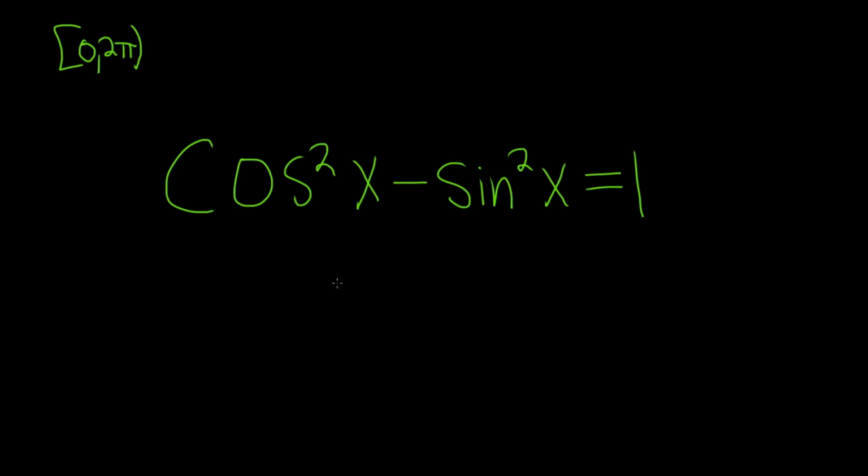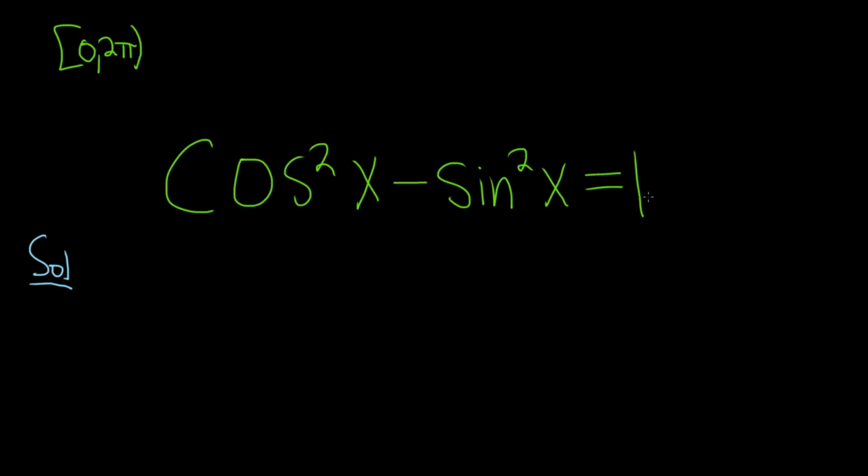In this problem, we have a trigonometric equation. We have cosine squared minus sine squared, and that's actually equal to 1. So let's go ahead and try to work through this solution. It would be really nice if the right-hand side was a 0, because we know that the left-hand side is the difference of squares. So you can write this as cosine x minus sine x times cosine x plus sine x. But it's equal to 1 on the right-hand side, so it's not really going to help us.